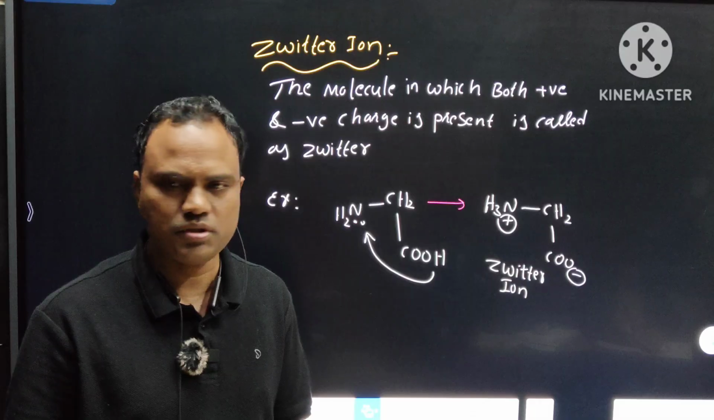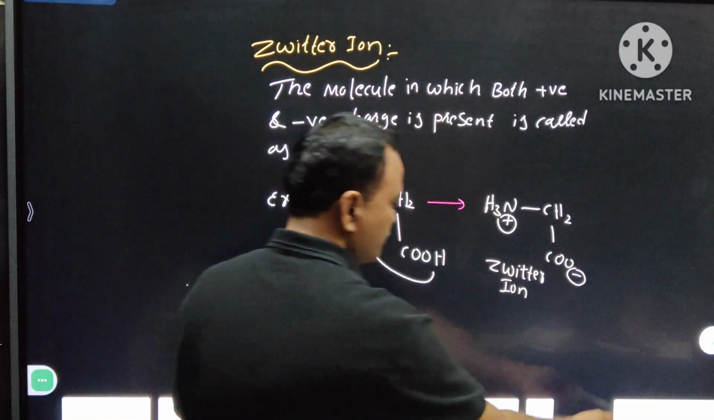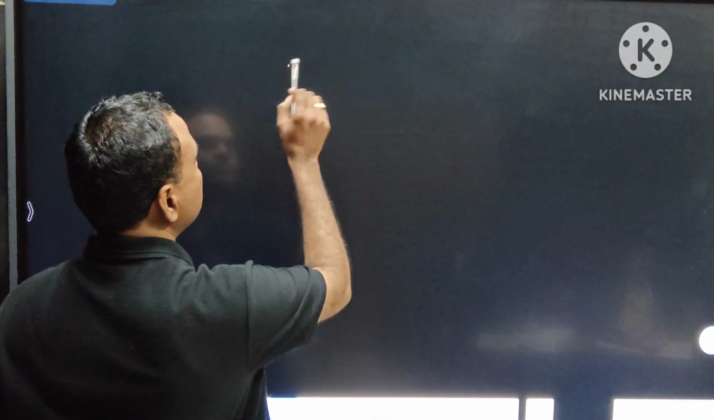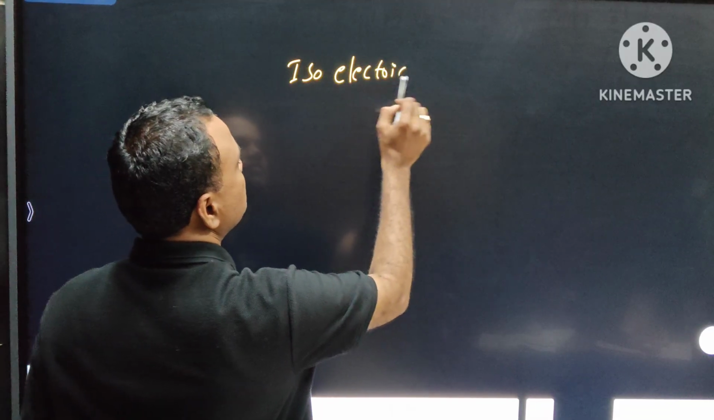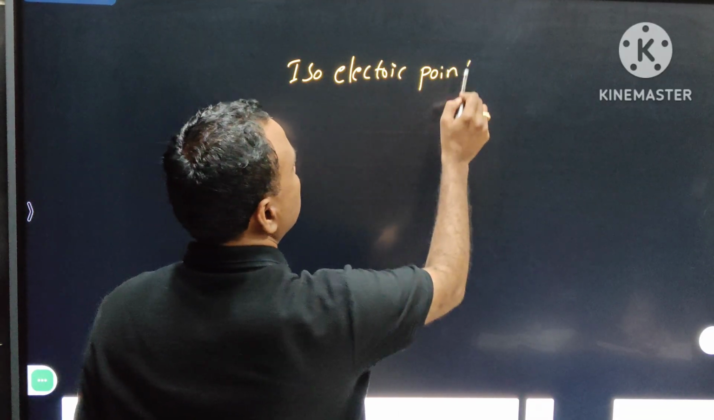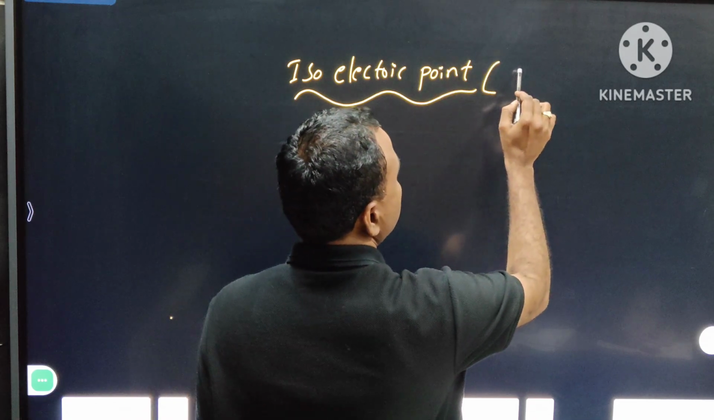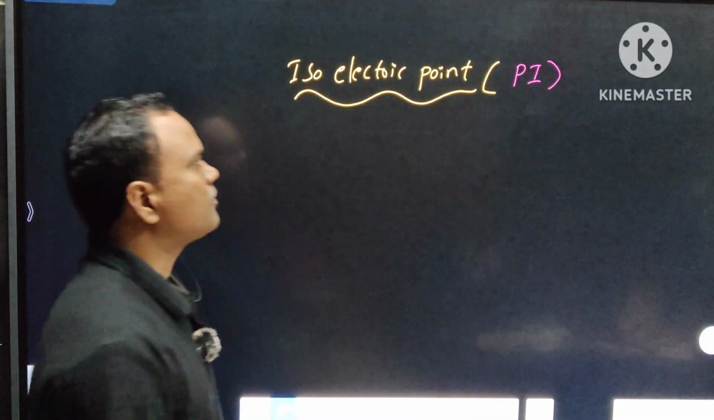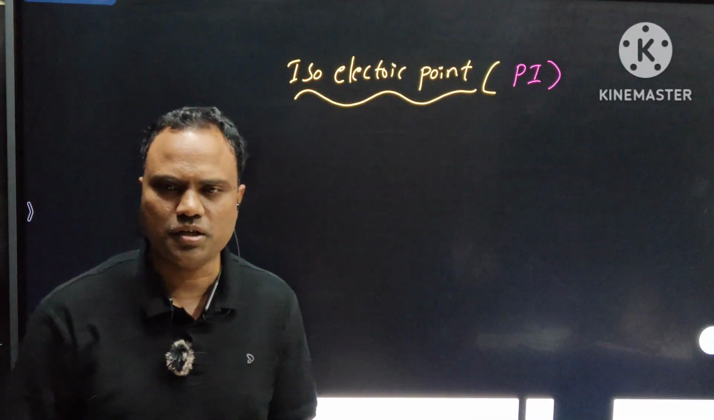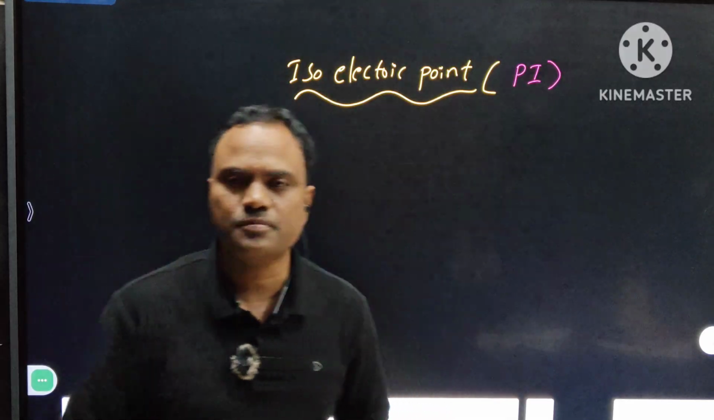Next, isoelectric point. Next heading, isoelectric point. You can write the definition. I'll send the PDF. Isoelectric point, abbreviated as PI. PI stands for isoelectric point. What is isoelectric point?